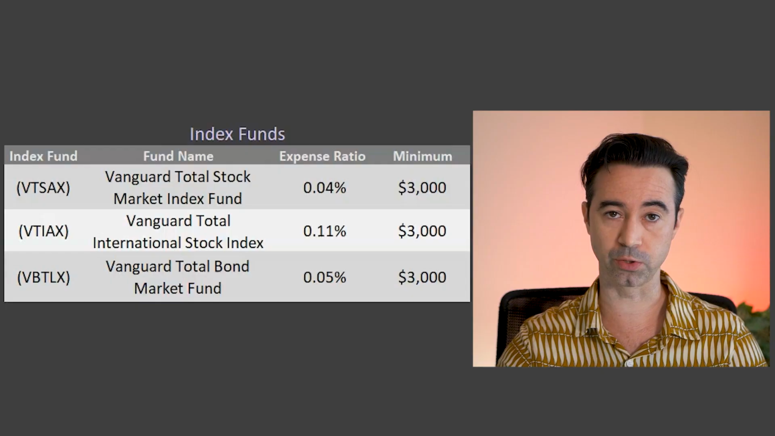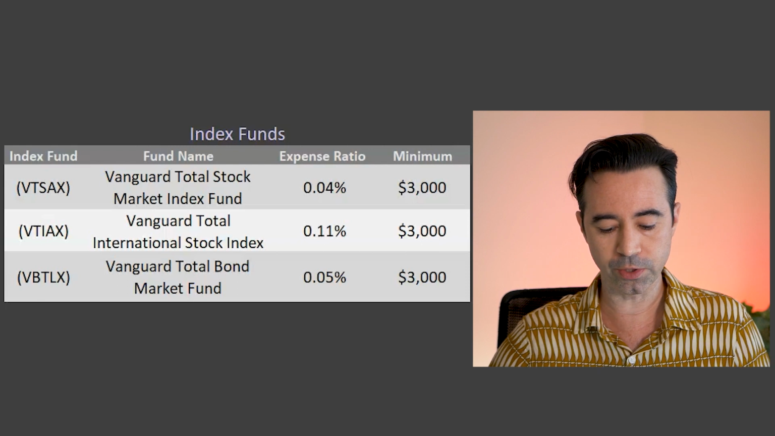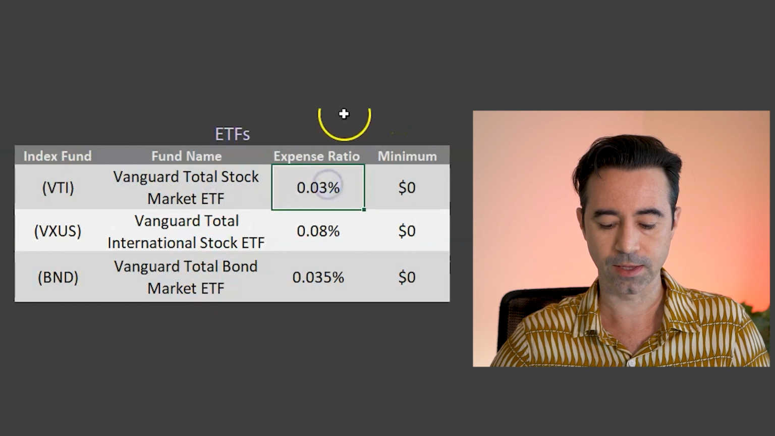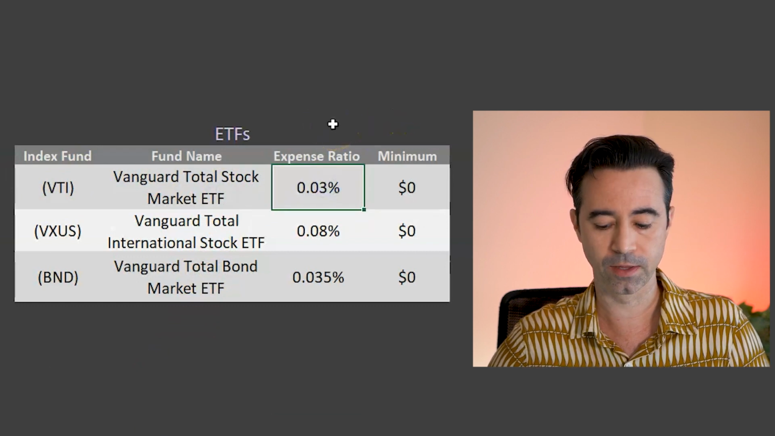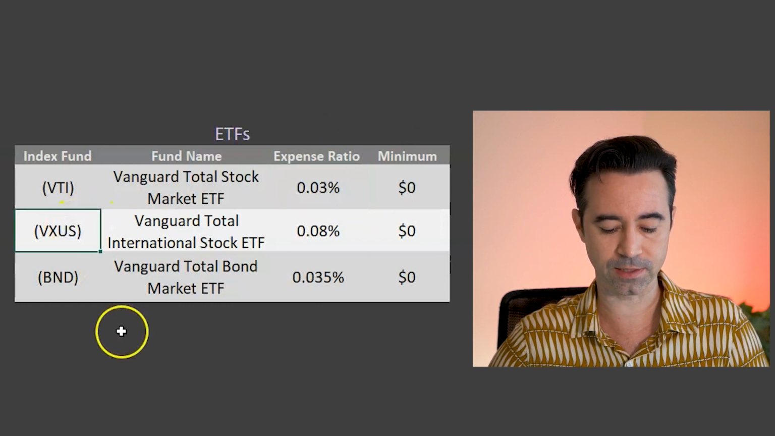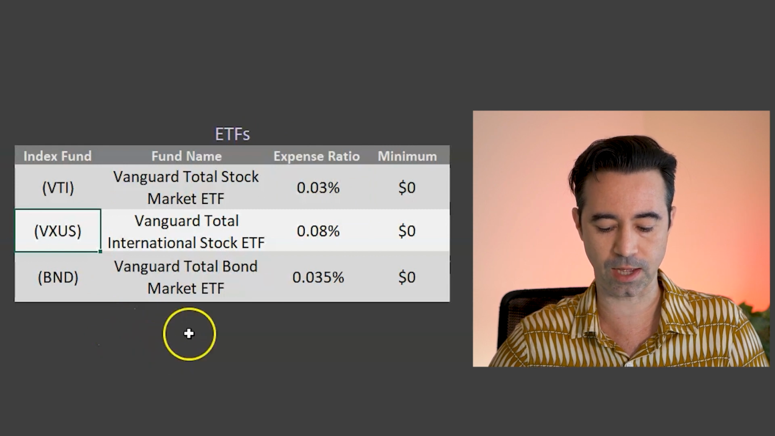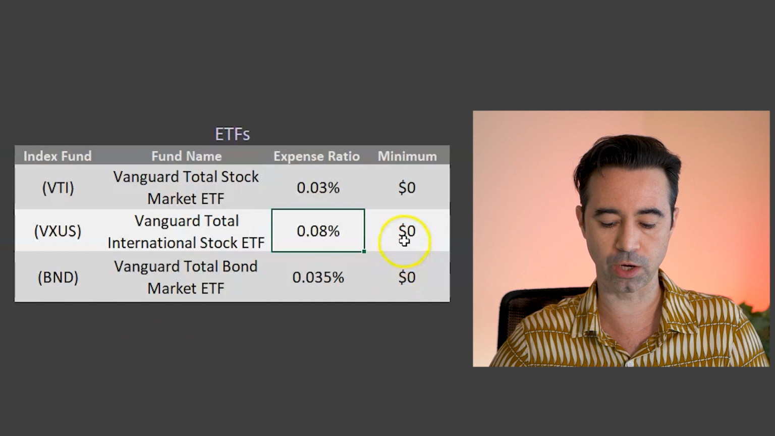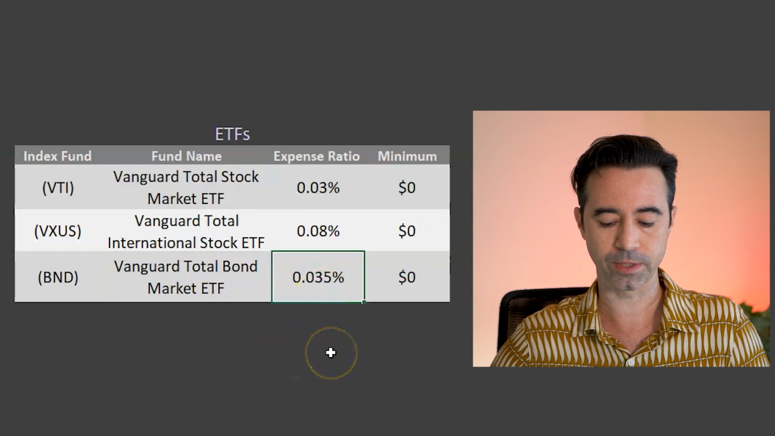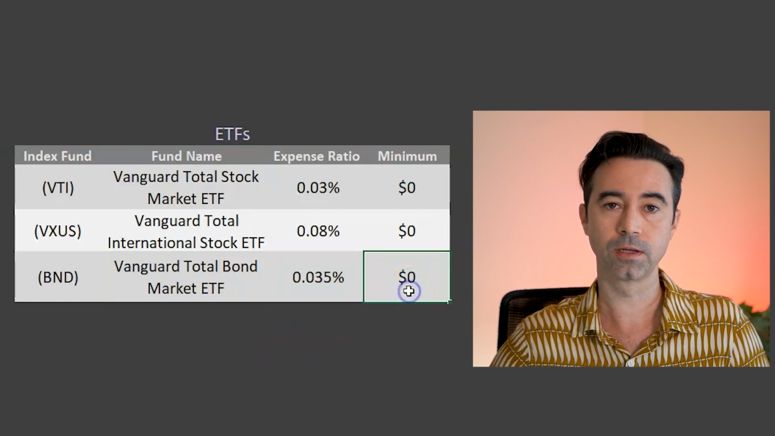Okay, so that answers the question of how to create a three-fund portfolio and how much money would end up going into which of the funds. Next question is, what ETFs could you potentially use if you want to use ETFs instead of index funds? Well, you could use the following. VTI, the Vanguard Total Stock Market ETF, has an expense ratio of 0.03, and it does not have a minimum. So this is where we need to kind of ask some questions. Next, we have VXUS, the Vanguard Total International Stock ETF, with a 0.08 expense ratio. Again, no minimum. And then you have BND, Vanguard Total Bond Market ETF, 0.035% expense ratio. Again, no minimum.